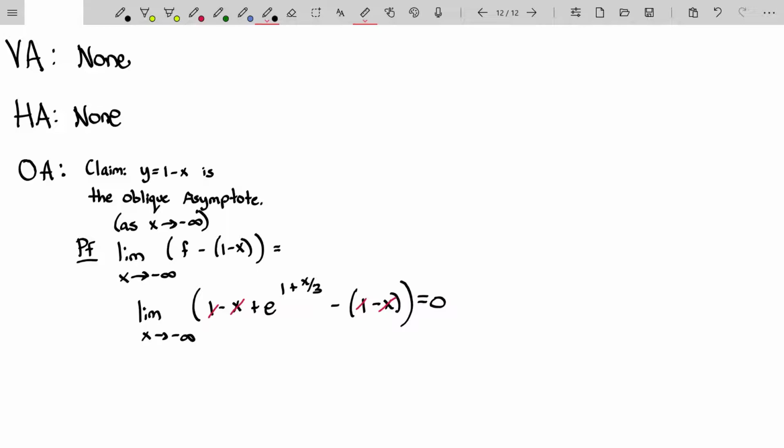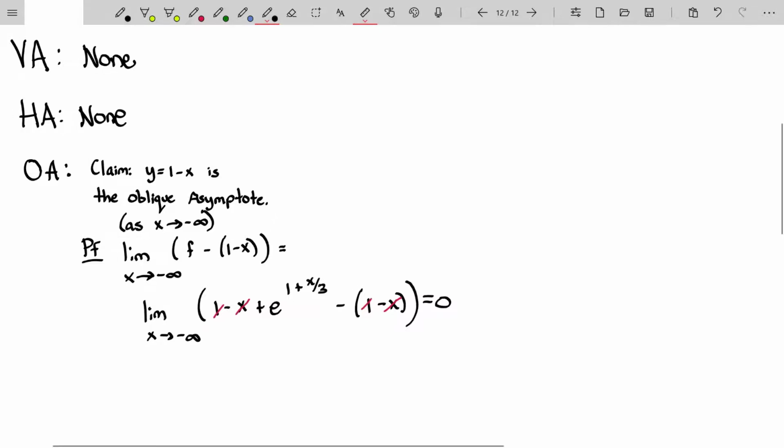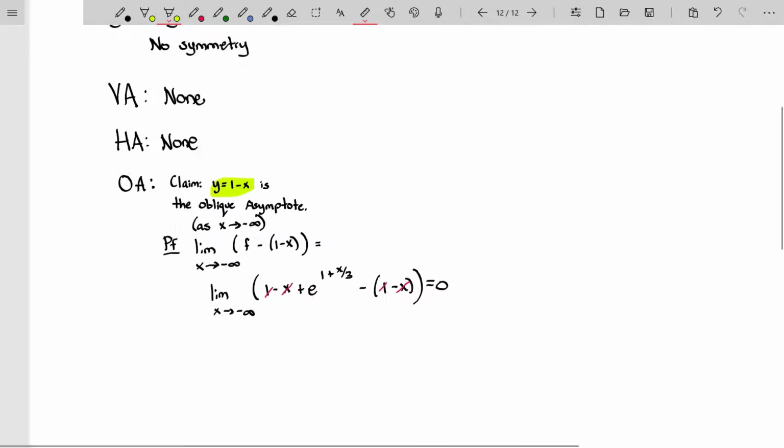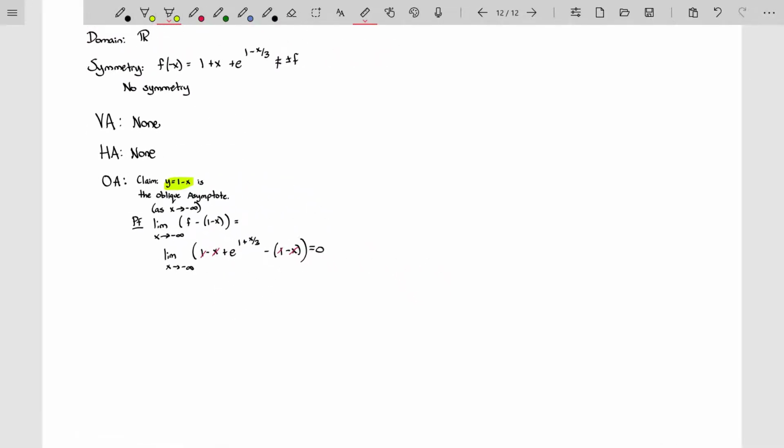Very, very fast. You just want to showcase that you know what an oblique asymptote is. So you want to showcase to your professor that, yes, I know the difference between my function and my claimed asymptote tends to 0. Therefore, that claimed asymptote is an oblique asymptote. So now that we have that, I'm going to highlight it, otherwise I'll forget it. We now can step into the calculus.